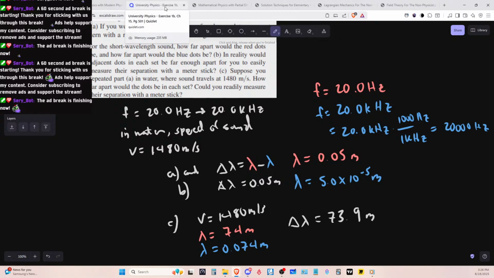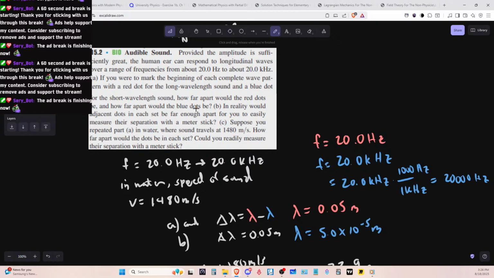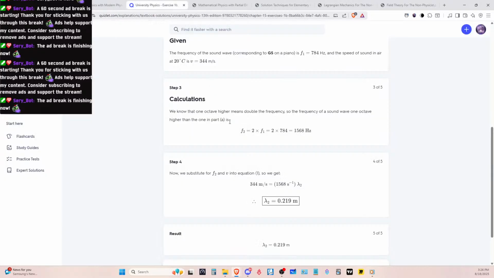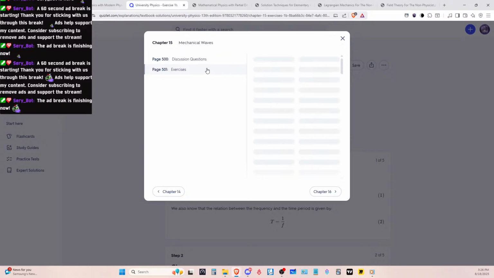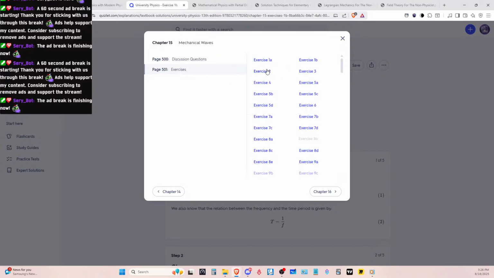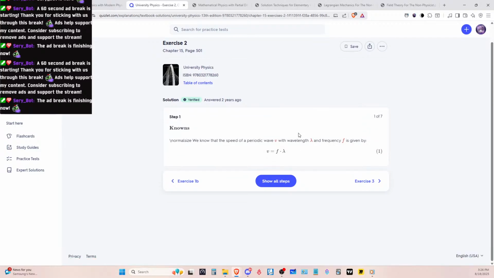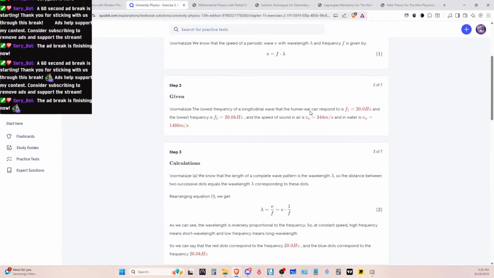Now, let me check. This one's number 2. Now, I don't think we answered these in the way they kind of expected us to, but we're going to give it a whirl and see what it comes up with.